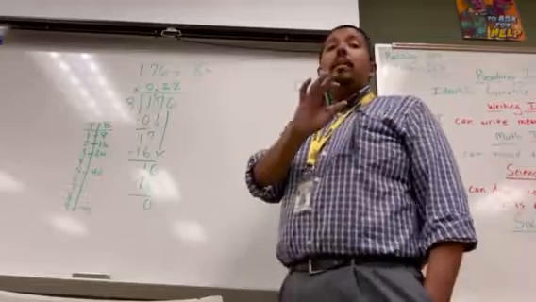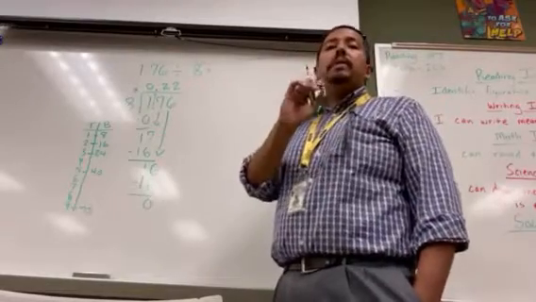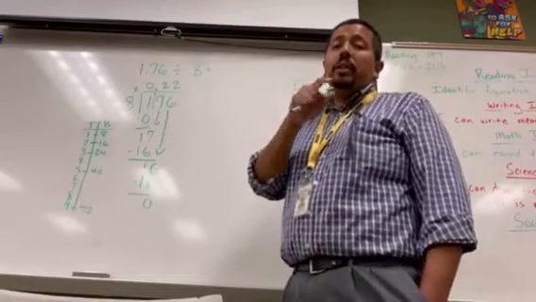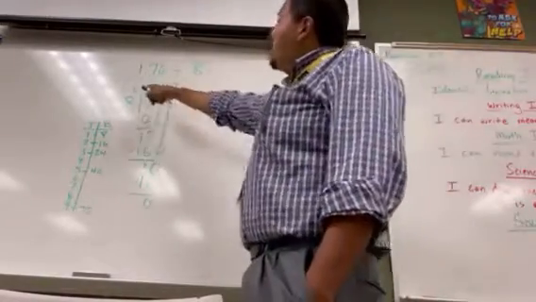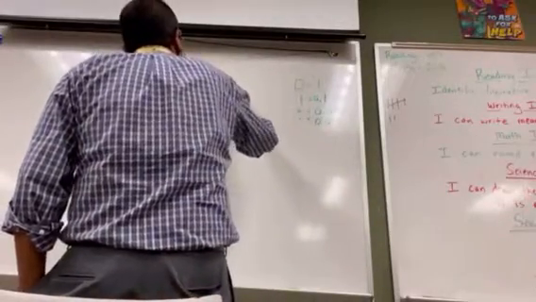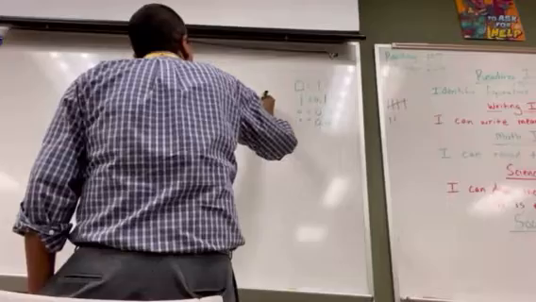Now, there's still a couple of things that we have to do for today. First of all, we still have to check our answer. Let's do that very quickly. I'm going to multiply 8 times 22. Now we're multiplying, Mr. B. Yes, now we're multiplying. Alrighty.